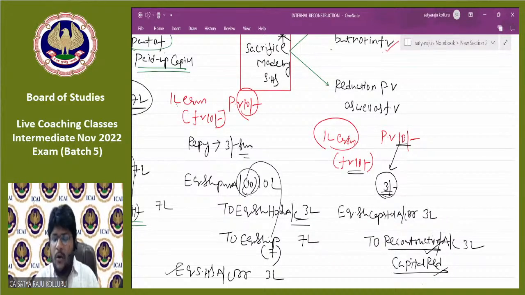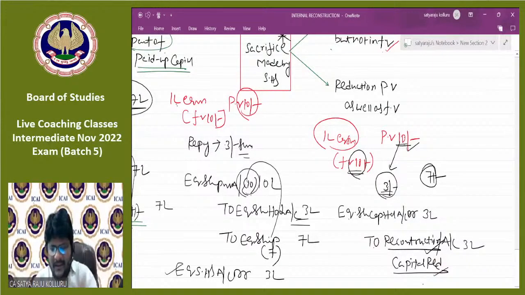Sir, why are you not representing the face value in the brackets? Because there is no change in the face value. Face value was earlier 10 rupees, now also 10 rupees. Only there is a reduction in paid up value. Earlier, the paid up value was 10 rupees. After passing this entry, paid up value is reduced to 7 rupees per share. That's why I'm not representing anything in brackets in the form of face values. That's why the entry was equity share capital account to capital reduction account or reconstruction account, which is 3 lakhs.